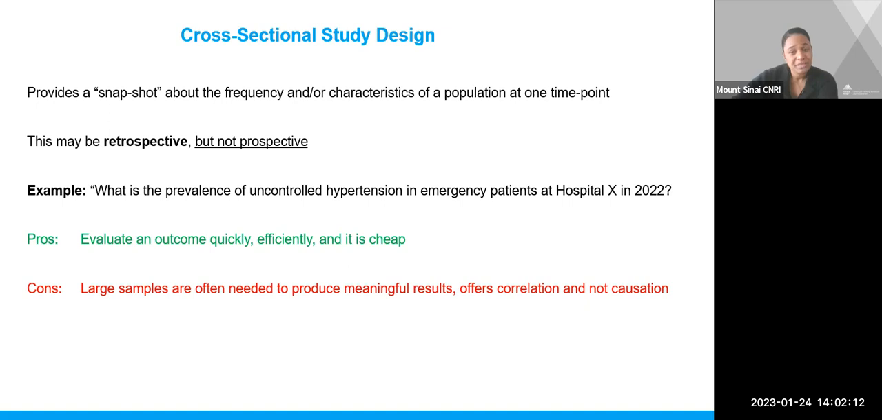Cons are that you would need a rather large sample to produce any meaningful result. And this study design does offer correlation, but not causation.